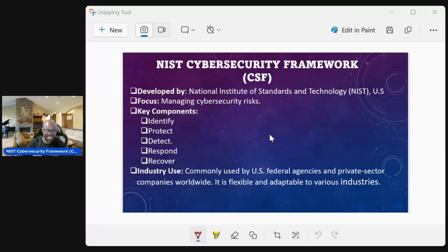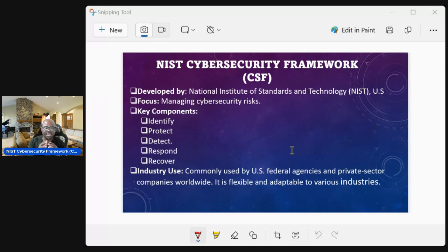And then number 2 activity that you perform under the recover component is improvement. Incorporate lessons learned in the recovery process to improve future resilience. And then lastly, the activity you perform under the recover component is communication. Coordinate public relations and communication with stakeholders following incidents. So those are the key components and their activities under the CSF framework.